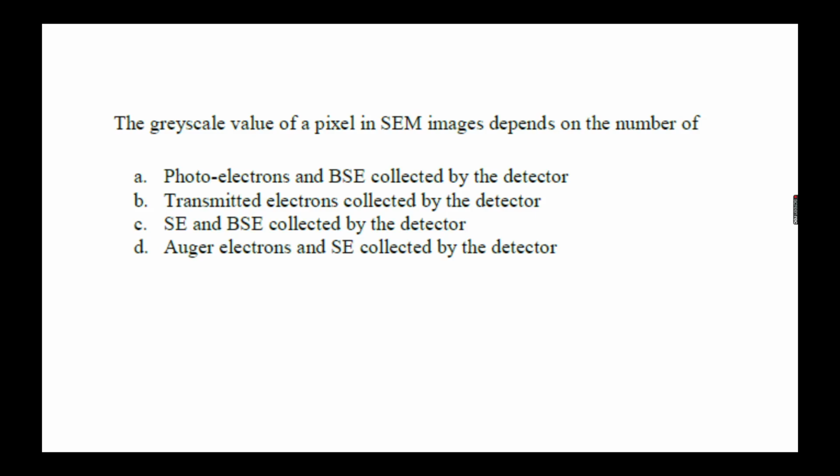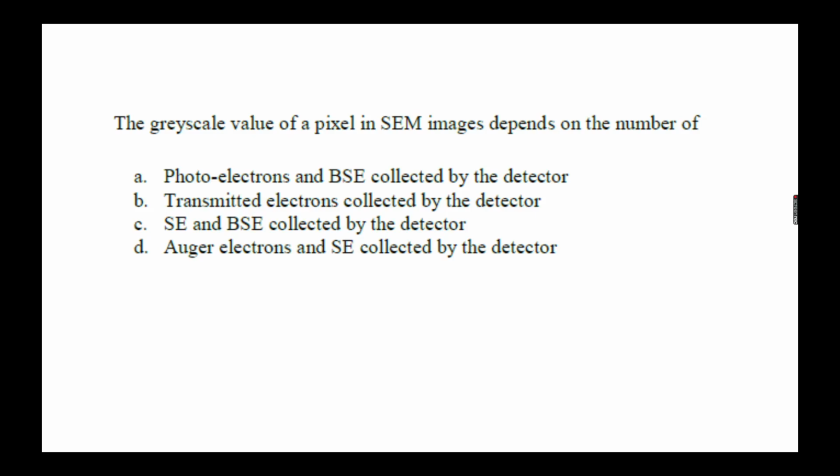So the next is: the grayscale value of a pixel in SEM images depends on the number of what? Photoelectron and backscattered collected by the detector, transmitted electron collected by the detector, secondary and backscattered electron collected by the detector, or auxiliary electron and secondary electron collected by the detector. In the last lecture also I showed you some slides regarding image formation. This is simply regarding what the grayscale value of a pixel in an SEM image will depend on. So do you have any answer for this?